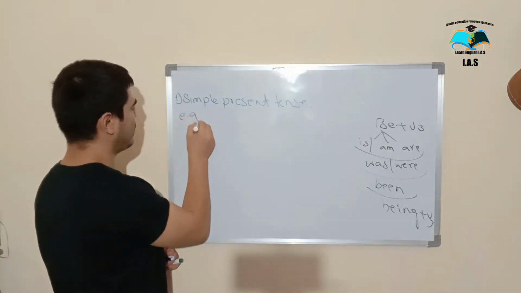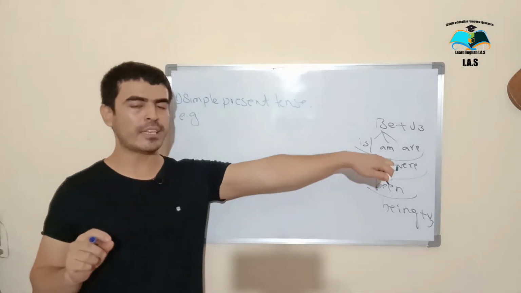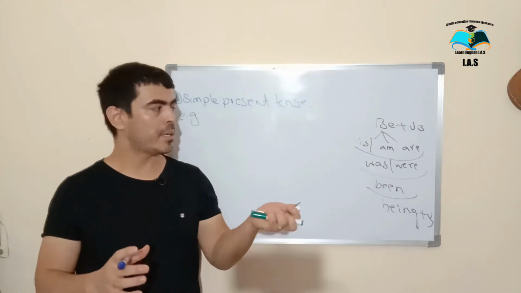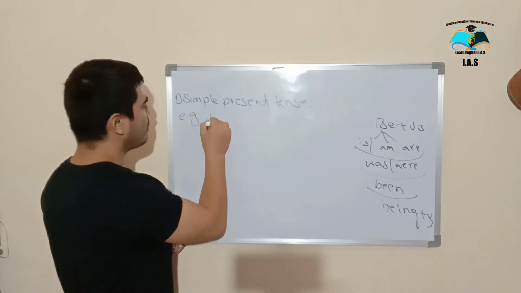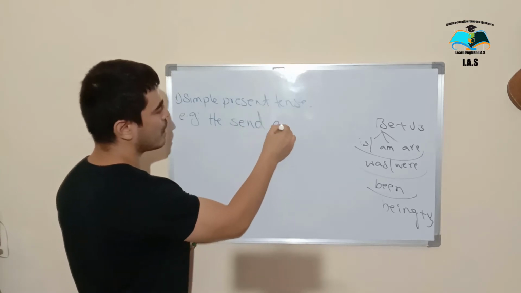The first example: first I'm using an active sentence. I write the active sentence, then we'll change it into passive. Then I write the passive. Okay? But we have to respect the rule. The rule is very important. He sent a letter.